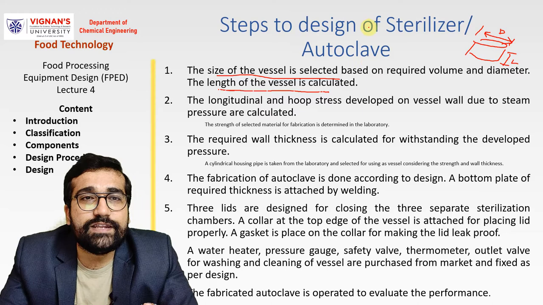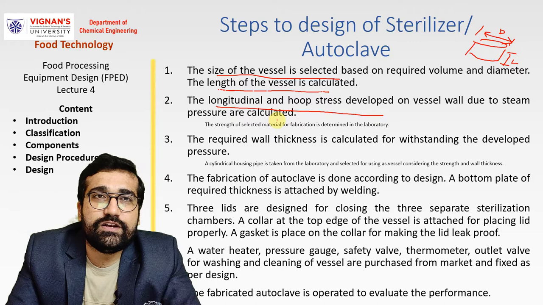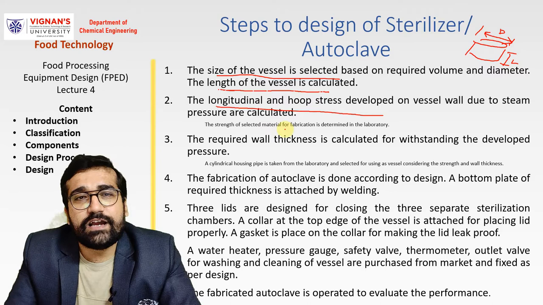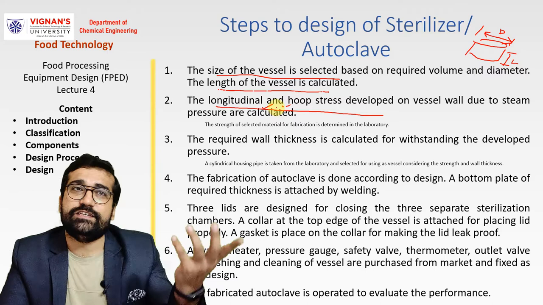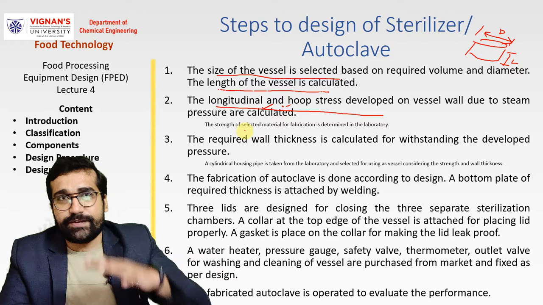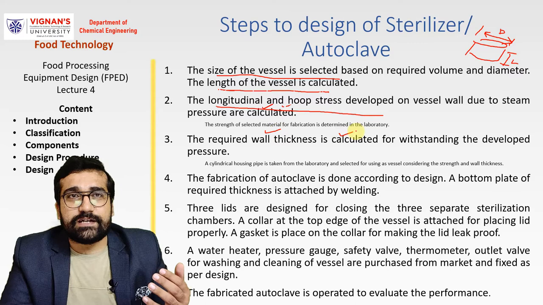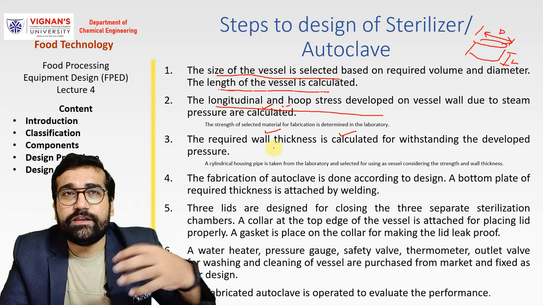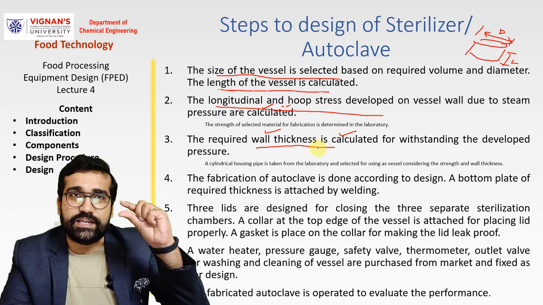Okay, so next one is we will find out the hoop stress or the longitudinal stress acting inside the component due to the pressure created by the steam. So here, we generally calculate the hoop stress and longitudinal stress which are acting in the pressure vessel. We have seen this type of stresses in pressure vessels as well. So after determining this hoop or longitudinal stress, we compare them with the laboratory values we get for the material we have selected, that is, we compare with the material properties. Okay, then we go for the thickness of the sheet we are going to use, or thickness of the pressure vessel we are going to design.